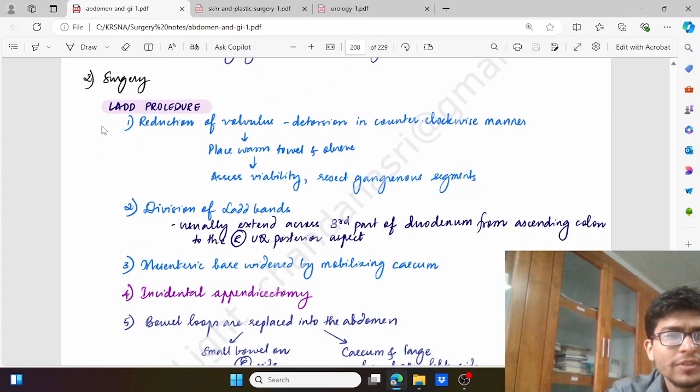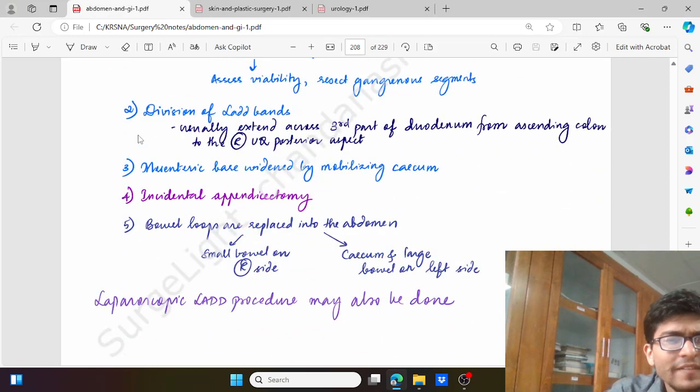Surgery done for these malrotation cases is the Ladd's procedure, where we reduce the volvulus, the torsion, by counterclockwise rotation, place a warm towel and observe. If there is viability, we can allow. If there is impaired viability, we have to resect the gangrenous segments. Divide the Ladd's band, which extends from the third part of the duodenum and the ascending colon to the right upper quadrant in the posterior aspect.